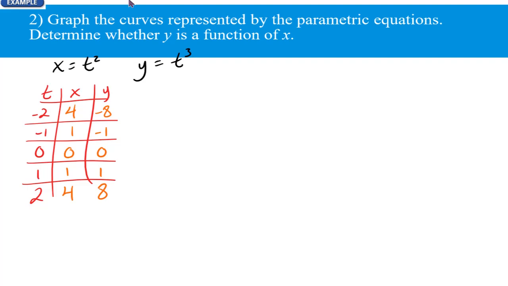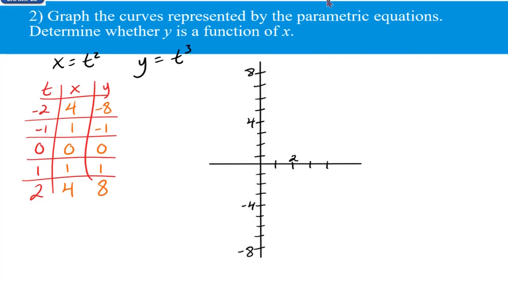Now I'm going to set up my axes and graph it. Okay, I've set up my axes, so now I'm going to plot my points. I have my points, and now I'm going to connect them and indicate the orientation. I started down there, and then I went up that way, like so. Again, you don't need arrows because you're just stopping at these points right here.